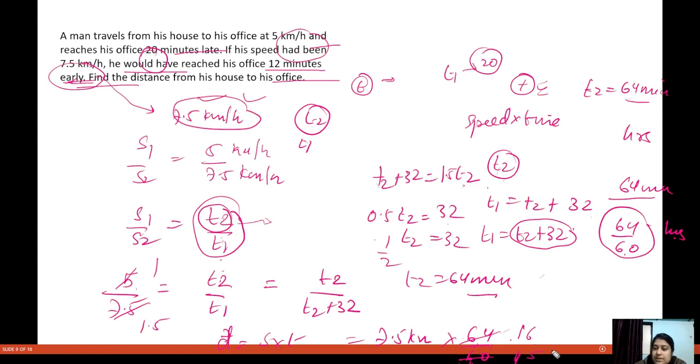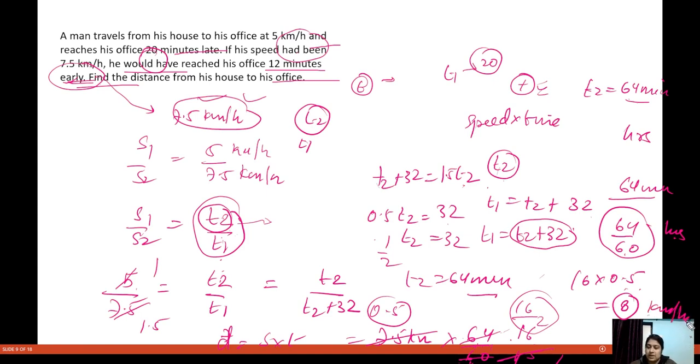Now obviously this 15 you cancel this one time, and this 15 you will cancel this how many times? 0.5 times. Okay, and when you multiply 16 into 0.5 you will get how much? 8, because 16 into 0.5 is exactly 16 divided by 2, so you get 8. So the distance you get is 8 kilometer.